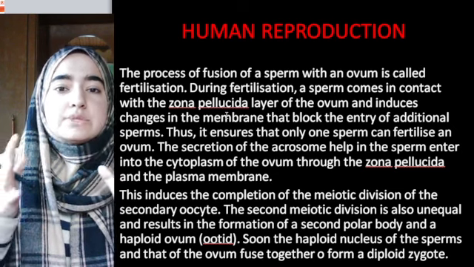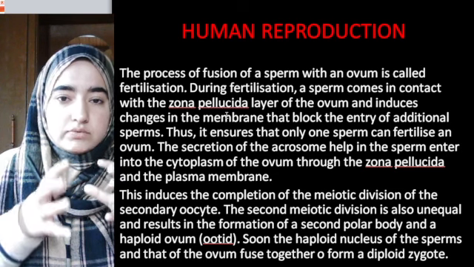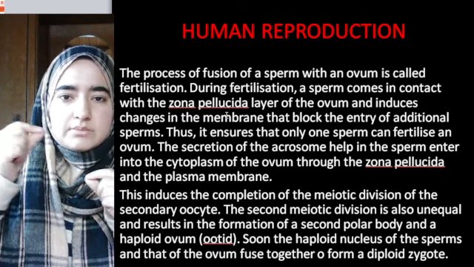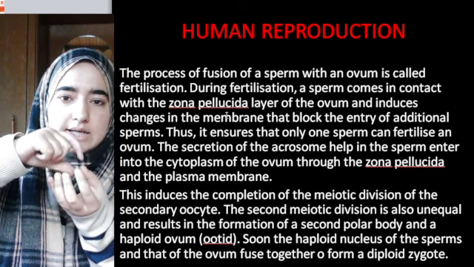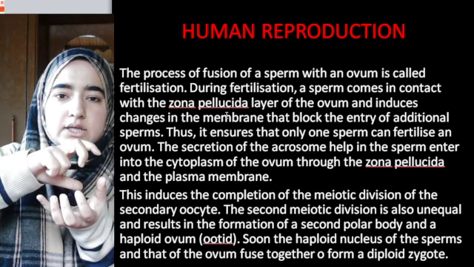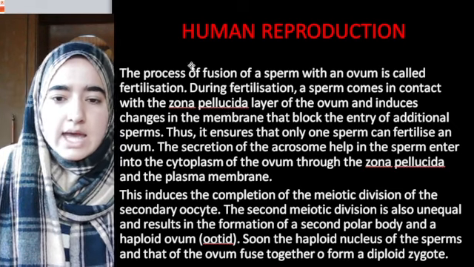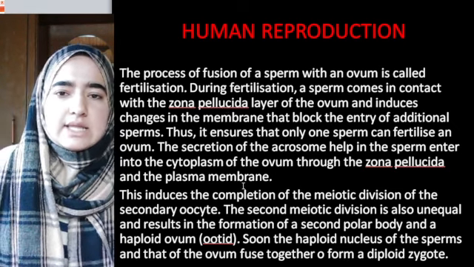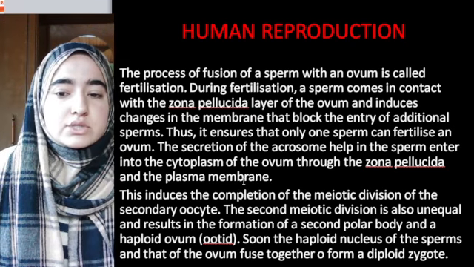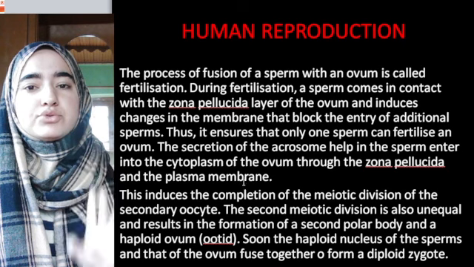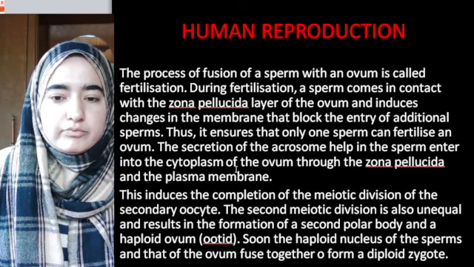When the sperm comes in contact with the ovum, since the sperm enters the ovum, it induces the ovum to complete meiotic division. I hope this concept is clear. The second meiotic division, just like the first, is unequal, and it produces a second tiny polar body, and a haploid ovum, obviously.